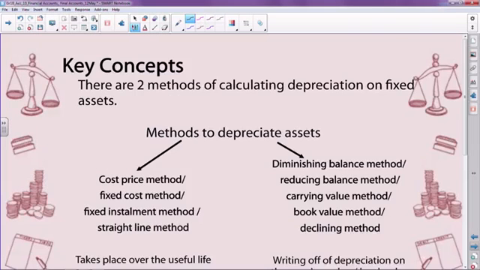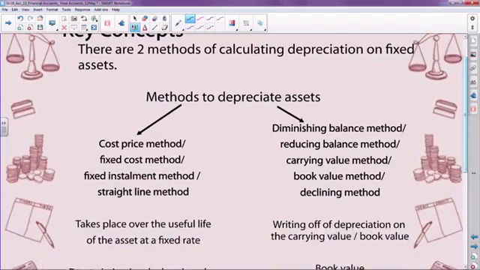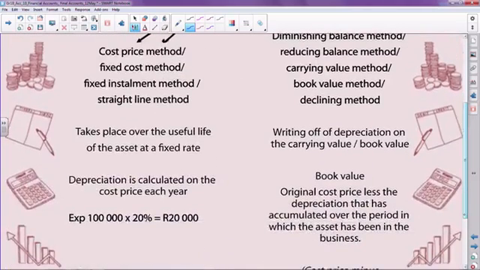Now, we calculated a few things last week. I want to go over them again quickly. Now, the two methods, your very first one, the easy one, I call it the easy one. There it is. We can call this method the cost price method, the fixed installment method, the fixed cost method, or the straight line method. And very easy, we looked at how to calculate it. If I have a cost of 100,000 Rand, I need to take that times 20% to get my depreciation for the year. So therefore, your expense will be 20,000.